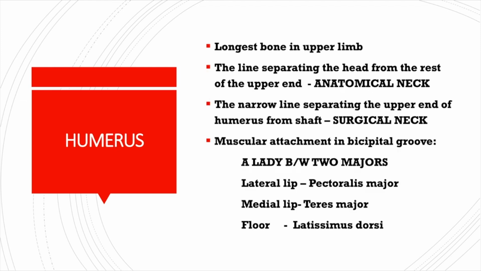Humerus, longest bone in upper limb. The line separating the head from the rest of the upper end is the anatomical neck. The narrow line separating the upper end of the humerus from the shaft is known as surgical neck.